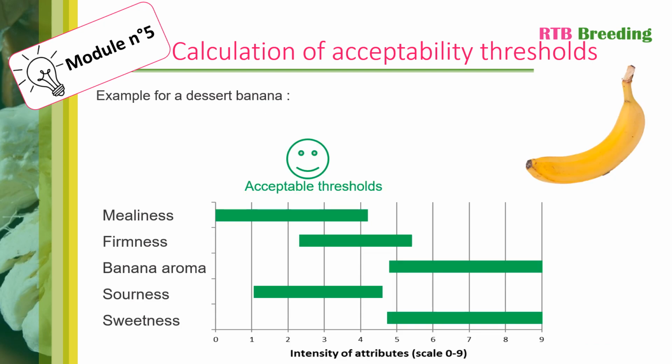It's from the various curves I've just presented that it's possible to obtain this type of graph. This image comes from the Bugaud et al. 2016 publication on dessert banana. In this article, 5 sensory attributes were studied: mealiness, firmness, banana aroma, sourness, and sweetness. In green are the ranges corresponding to acceptability thresholds, and in pink, the optimal thresholds.